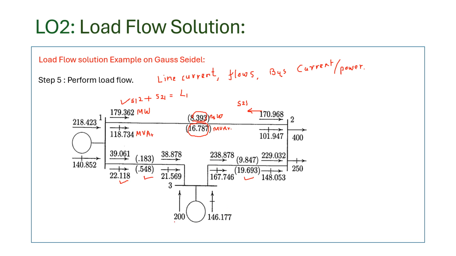And here you can see 200 megawatt power is injected into the bus, and the reactive power to be injected is 146.177 MVAR from the voltage control bus. Okay, and we will get the voltage here at bus 2. So this is how we can perform a load flow using the Gauss-Seidel method if there is a PV bus present in the system.